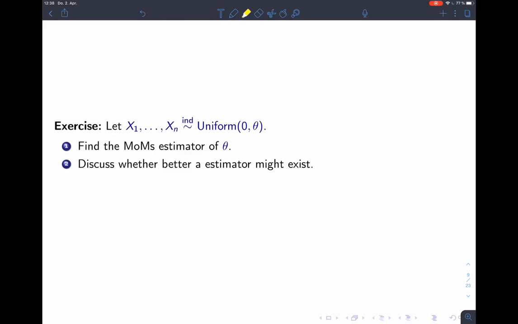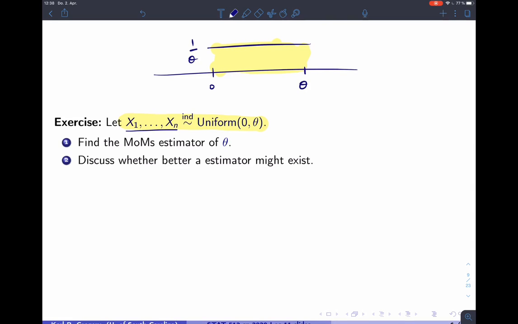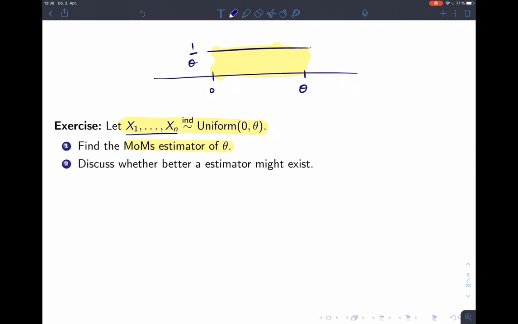Let's do one more example of the uniform distribution on 0 up to theta. You're probably getting tired of this example now, but whatever. We've got a PDF which looks like this, and we've got x1 through xn coming from here. We want to find the method of moments estimator of the parameter theta. We only have one parameter to estimate, so we only need one equation.